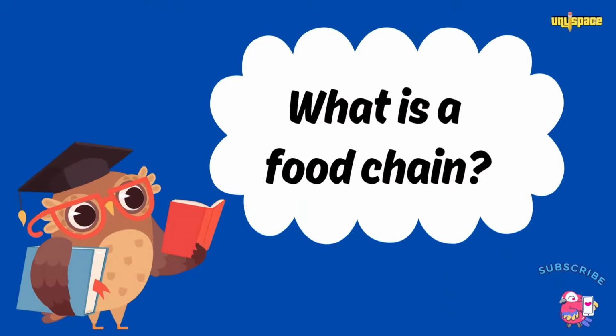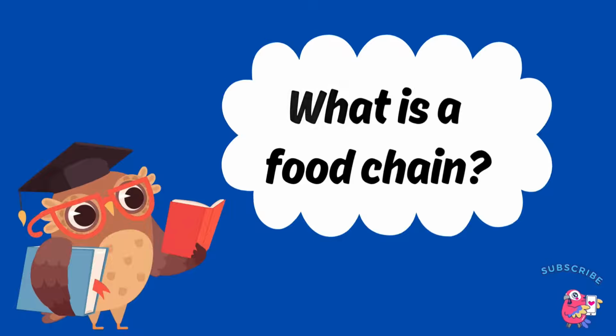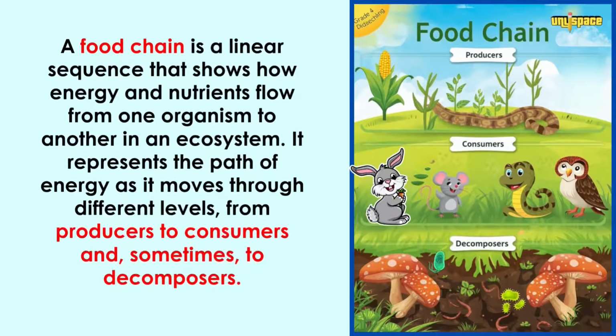What is a food chain? A food chain is a linear sequence that shows how energy and nutrients flow from one organism to another in an ecosystem. It represents the path of energy as it moves through different levels, from producers to consumers, and sometimes to decomposers.